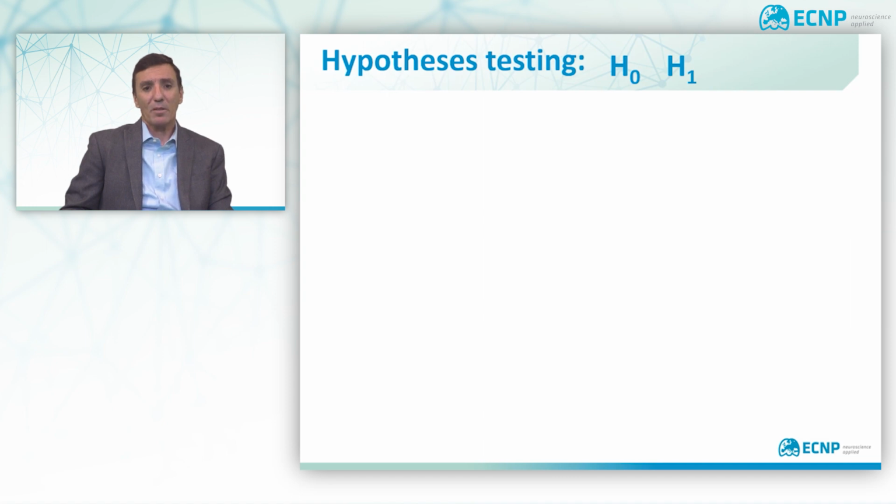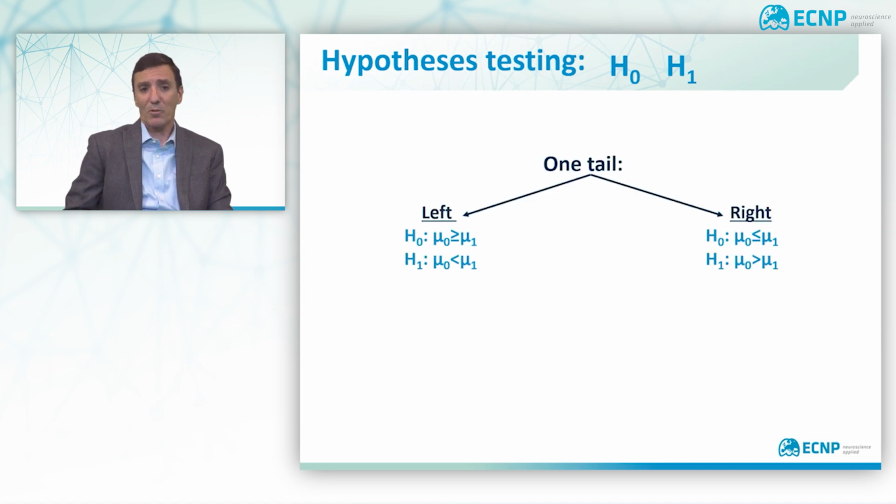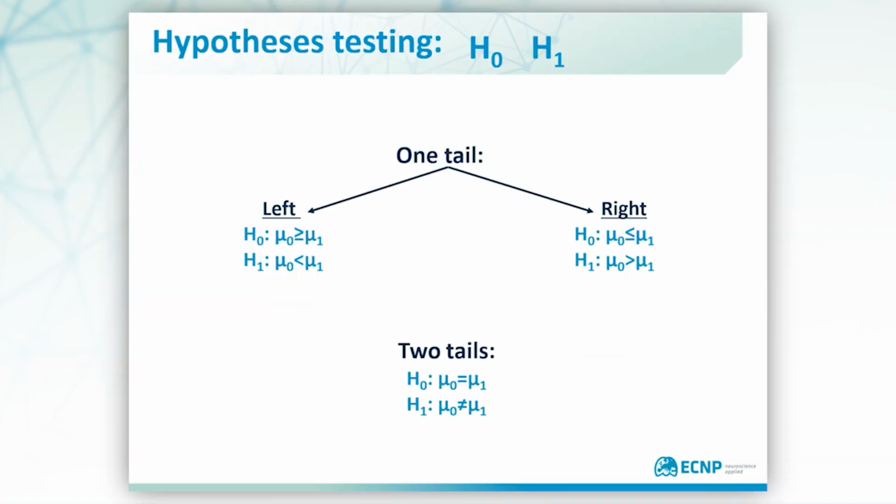The null hypothesis is the existing state and is marked as H0. Complementary, H1 reflects the researcher's hypothesis. There are two types of hypotheses: one tail, right or left, and the two tails. You can see that the difference between the hypotheses is reflected in the researcher's assumption in H1.